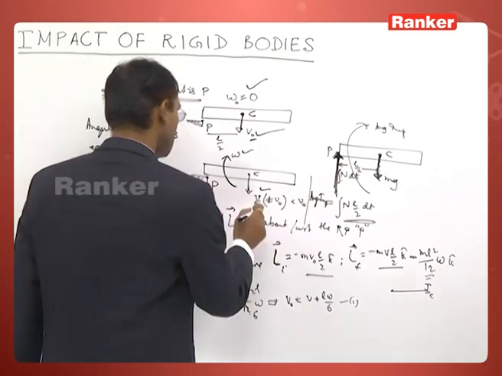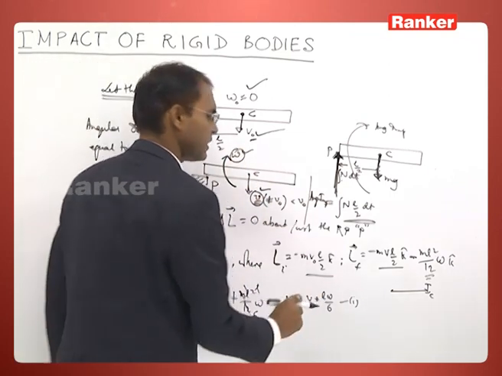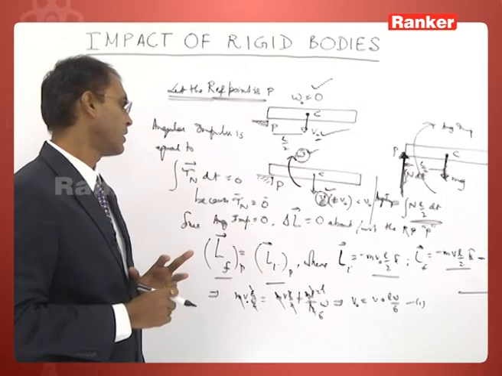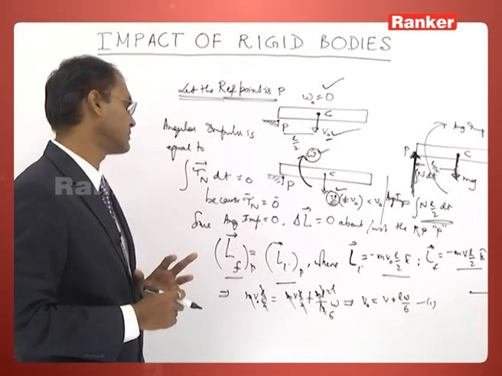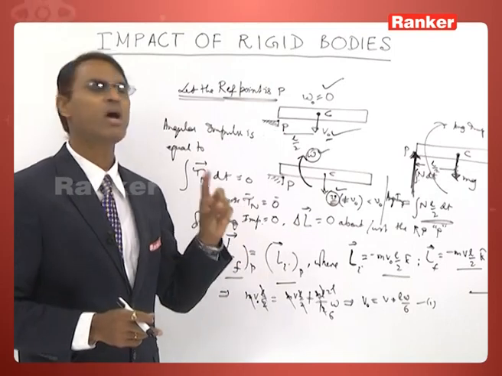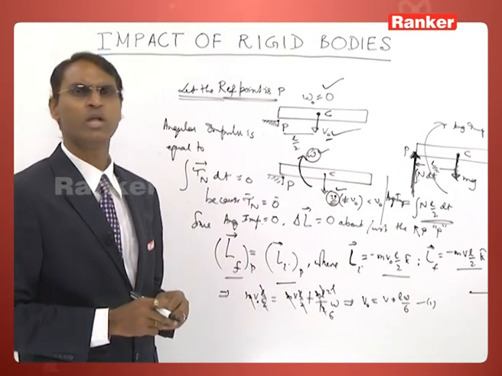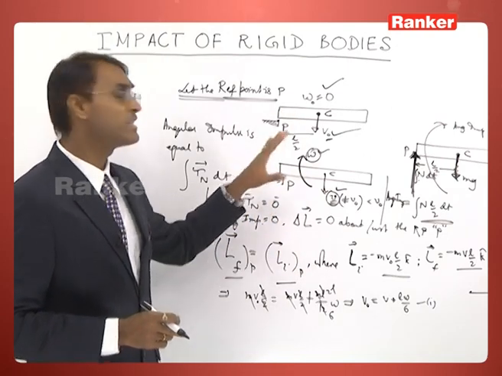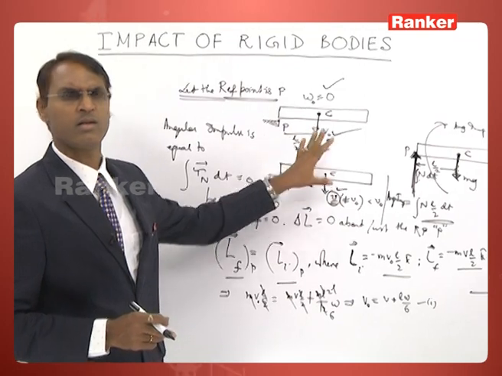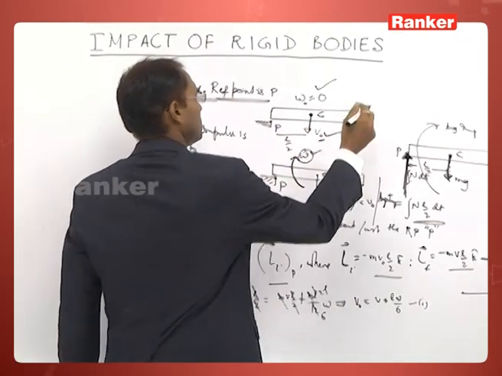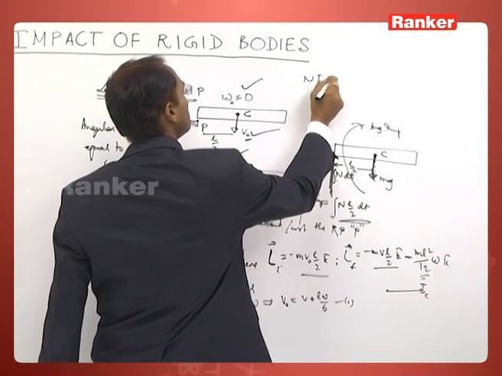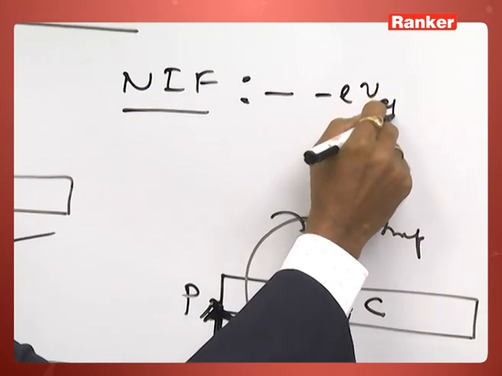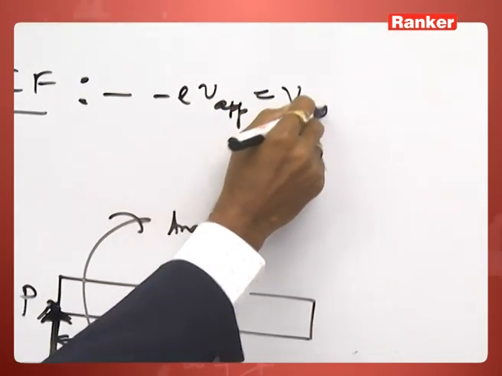We have two unknown quantities, v and omega, and one equation. Therefore, we need another equation to solve for the unknown quantities v and omega. And that equation is none other than Newton's empirical formula, because here there is no chance of conserving the linear momentum. Conservation of linear momentum, that equation we cannot write. So the next equation is Newton's empirical formula, which states that minus e into velocity of approach is equal to velocity of separation.